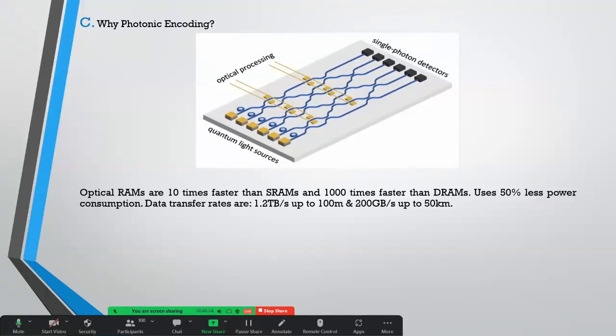Silicon photonics can transfer data at around 1.2 Tbps up to 100 meters, and around 200 Gbps up to a distance of 50 kilometers. So fiber internet will use photonic wirings for photonic computing.